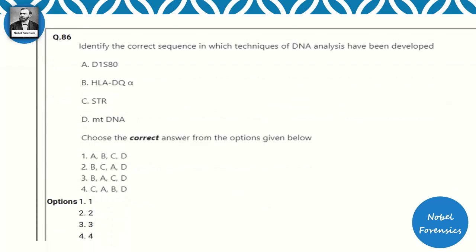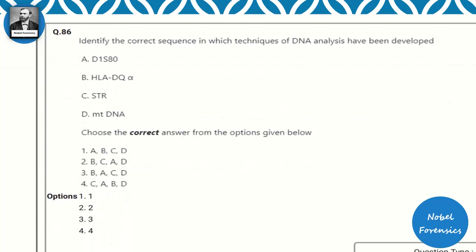Then identify the correct sequence in which techniques of DNA analysis have been developed. In this, 4 DNA analysis techniques have been developed, but they are asking about the sequence. So the first one is HLA-DQ. Then D1S80, then STR, then mitochondrial DNA. So it is B, A and C, D. So option 3 is correct.